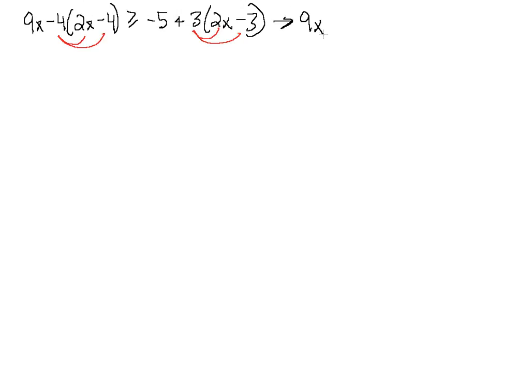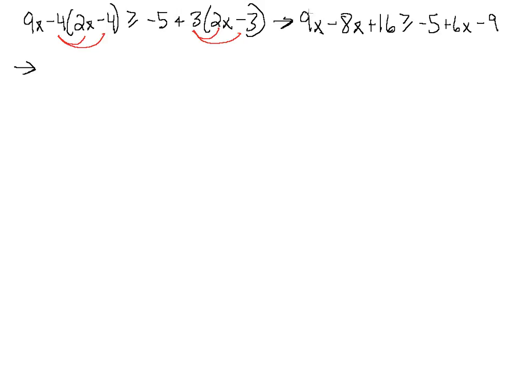So we have 9x, we have a minus 4 times a positive 2x gives us a minus 8x. Minus 4 times a minus 4 gives us a positive 16. We have our greater than or equal sign, and we have our minus 5 on the right. Distributing a positive 3 times 2x gives us a positive 6x, and 3 times a minus 3 is a minus 9. All right, in the next step, we have things that we can combine on each side.